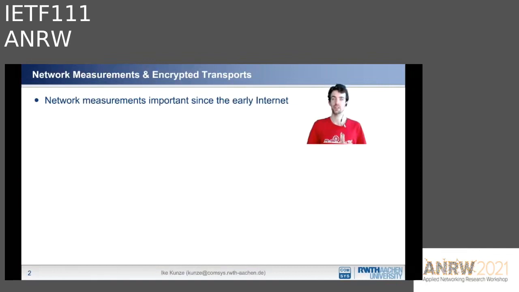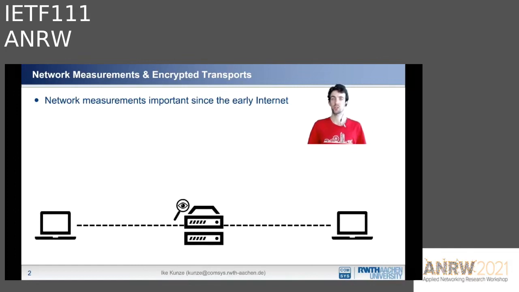I think it is safe to say that network measurements have always been important to get a better understanding of what is going on inside of the network. However, measurement techniques have typically been developed independently from protocols, and thus they oftentimes depend on externally visible protocol semantics. A prominent example are TCP sequence numbers and acknowledgements, which can be used to compute the round-trip time of a connection. Let me quickly illustrate that with a short example.